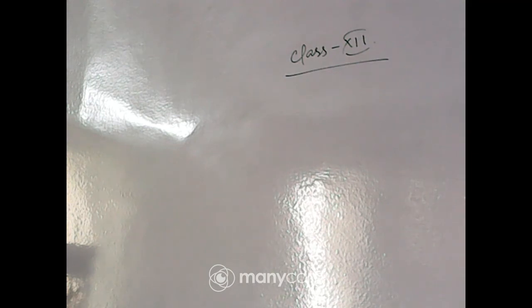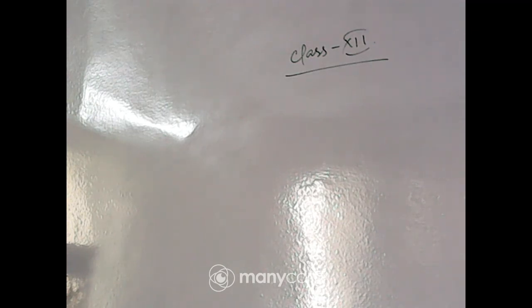Now you can see some explanations. A beam of light is passed through a colloidal solution, this is simple. An electrolyte NaCl is added to ferric hydroxide sol. And another one, an electric current is passed through a colloidal sol. This is also a very important question. The colloidal particles move towards the oppositely charged electrode. This is the answer.